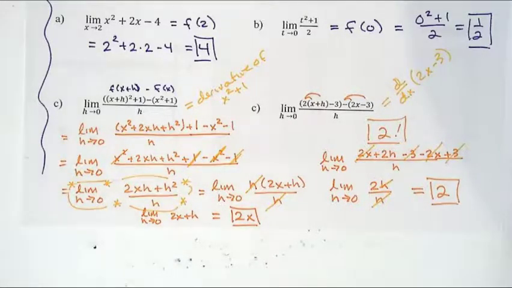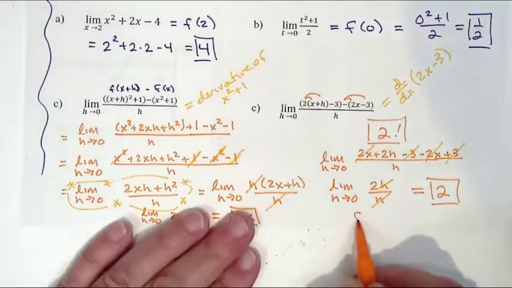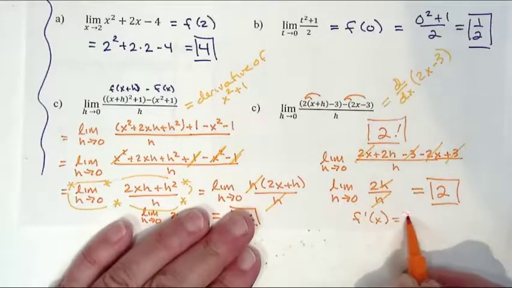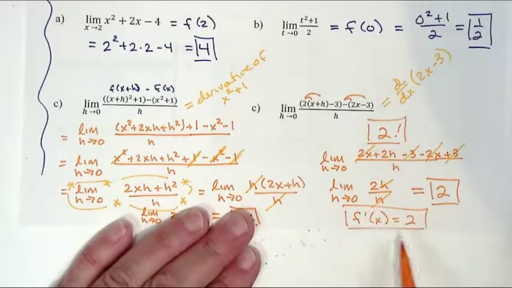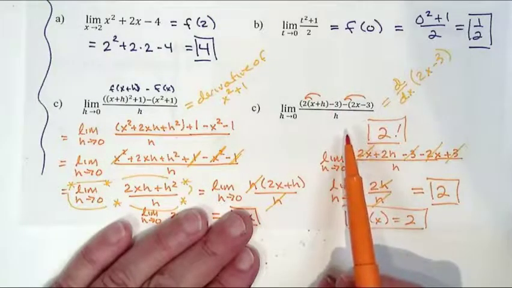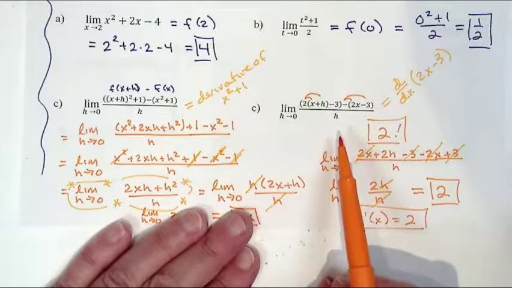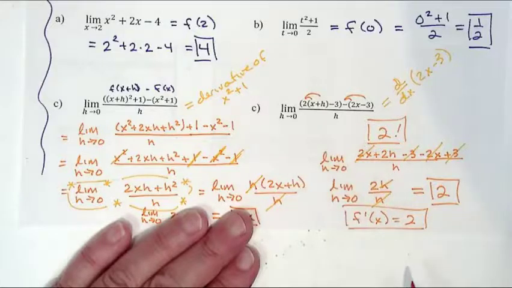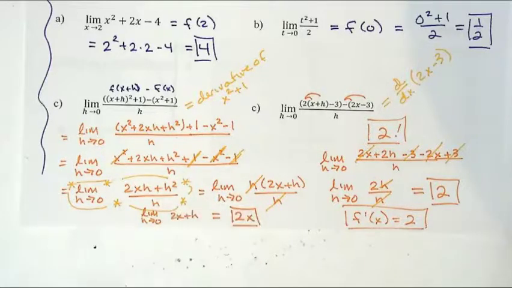Okay? How would you write that for your answer? Would you just say 2? You know what would be awesome? F prime of x is equal to 2. The derivative in this case is equal to the limit of this difference quotient. That's why I care about these problems. You know what I mean? This is how you officially do the derivative. So my derivative of my function is equal to 2. Perfect.